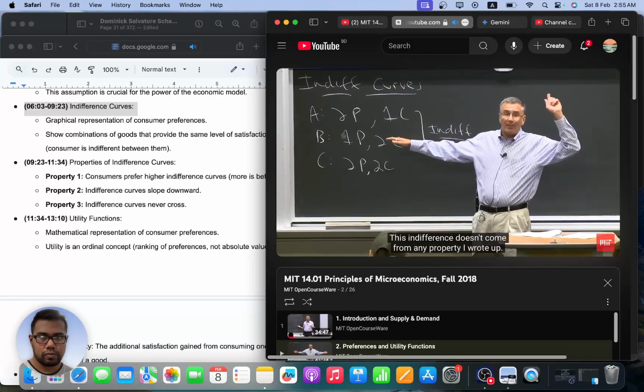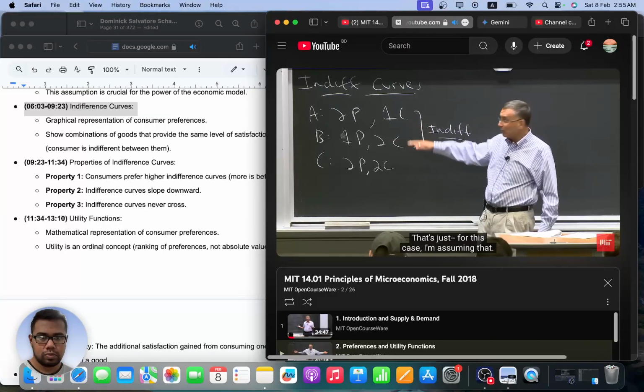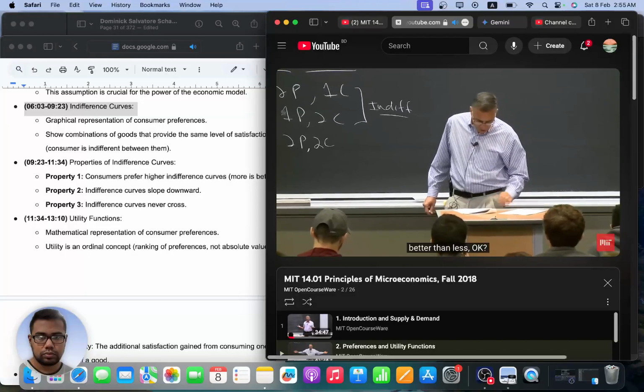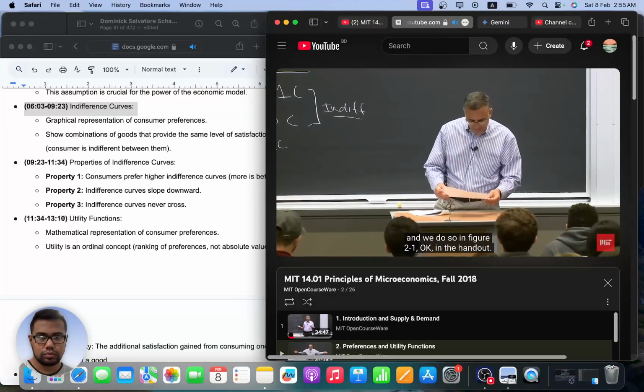This indifference doesn't come from any property I wrote about. That's an assumption, just for this case. This comes from the third property I wrote up there. You prefer package C because more is always better than less. Okay? So now, let's graph your preferences, and we do so in figure 2.1.